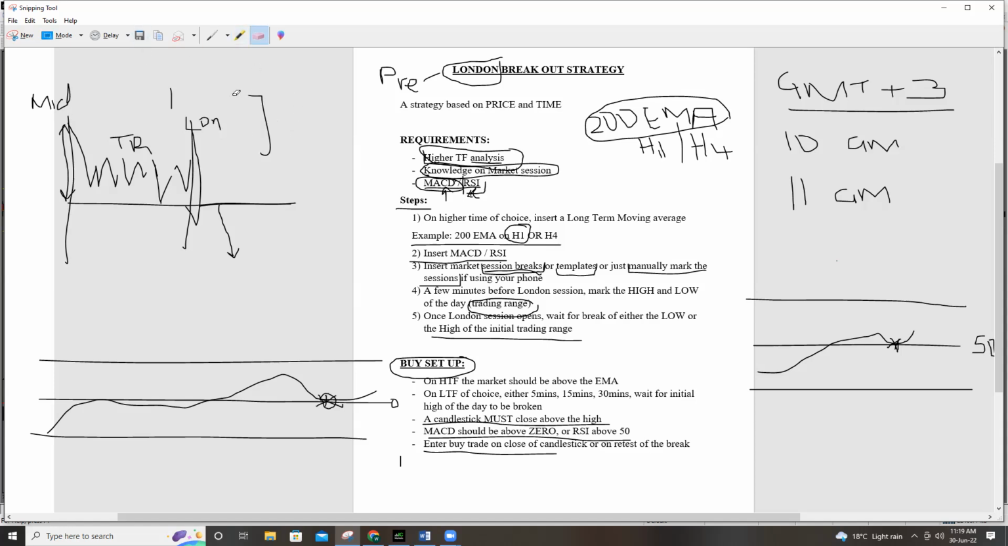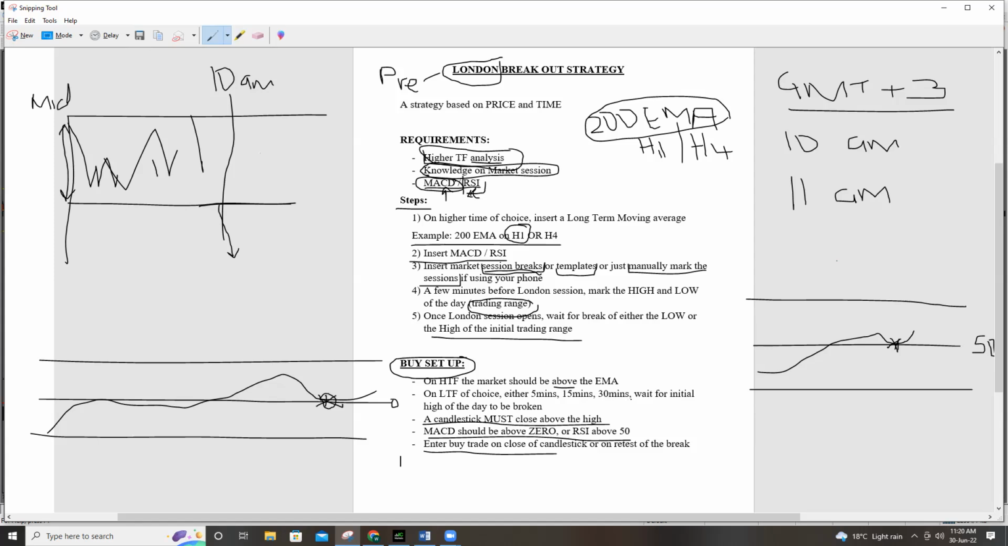What about if you're looking for a sell trade? Suppose you're looking for a sell trade. Again, you're going to mark your high and low. And then we have the 10 a.m. Now for the higher time frame, if you're dealing with a sell setup, you want the market to be, of course, below. You see now for the buy, it was above. So for the sell, you want it to be below your EMA.